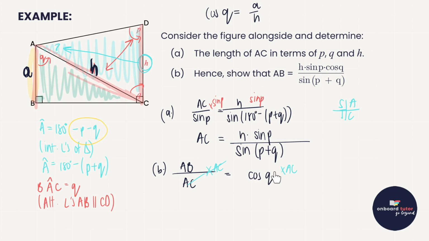And what you'll see is if you times cos Q over 1 by this, you end up with the answer. And so I'm just going to jump straight there. I'm going to be guided by what they've asked me. So therefore AB is equal to H sine P cos Q over sine (P plus Q). And there you have it.